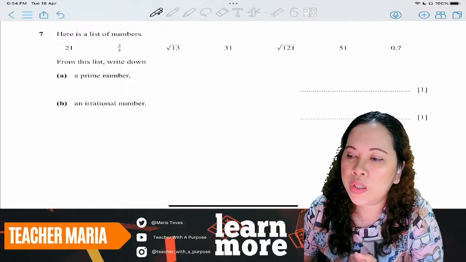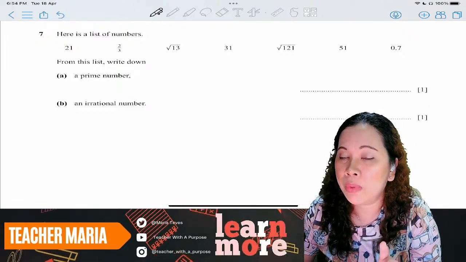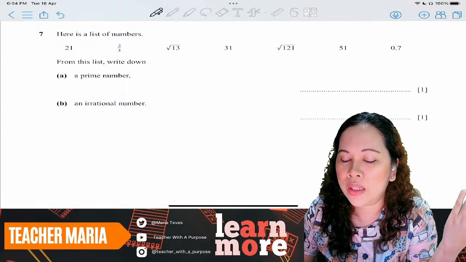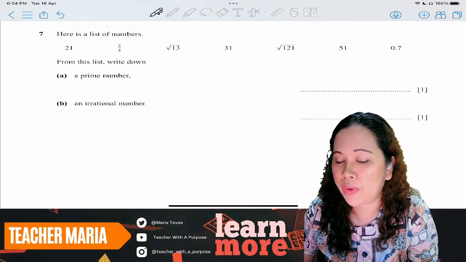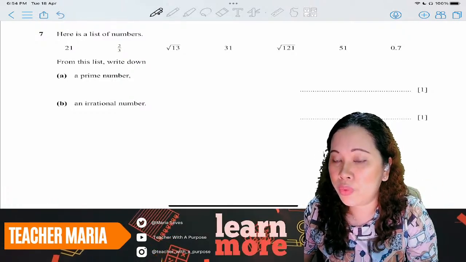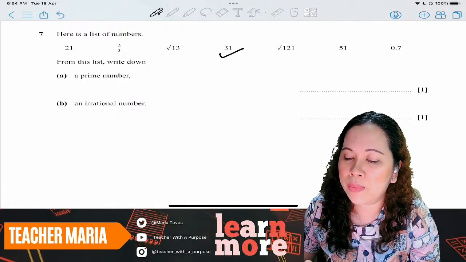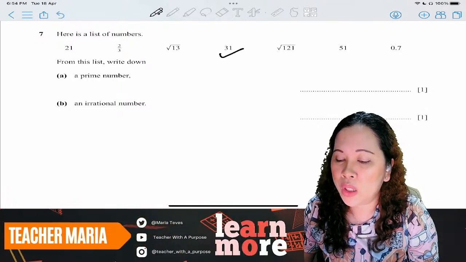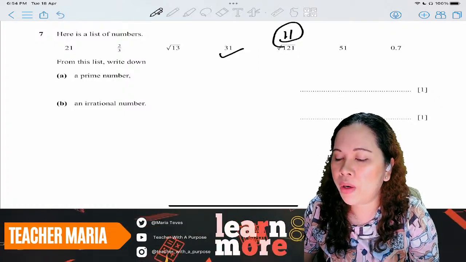First, 21 is divisible by 7, so that's not a prime. 2/3 is not a prime number because it's a fraction. Square root of 13 is not a prime number because it's a root. 31, yes, 31 is a prime. Square root of 121 is 11, hence 11 is a prime number.